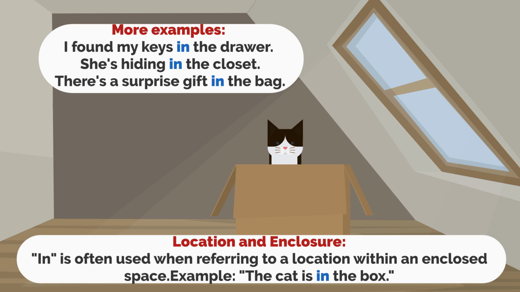Location and enclosure. In is often used when referring to a location within an enclosed space. Example, the cat is in the box. More examples. I found my keys in the drawer. She's hiding in the closet. There's a surprise gift in the bag.